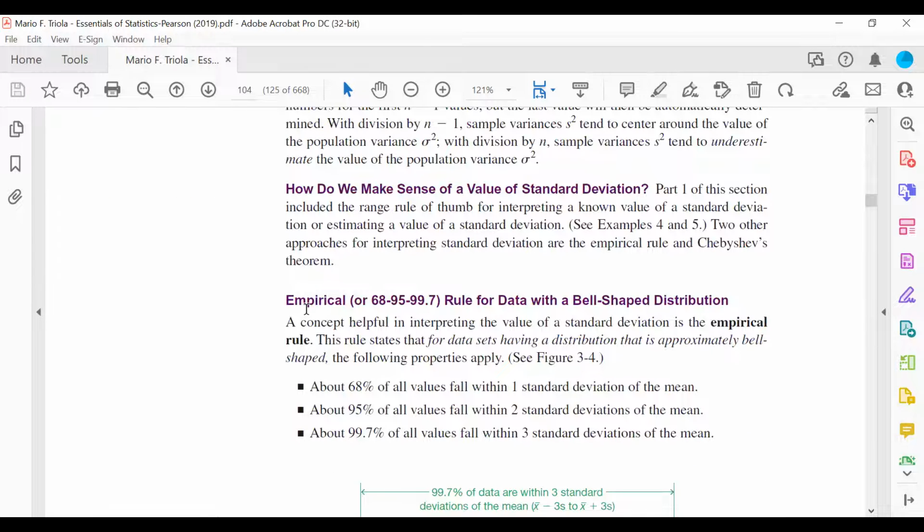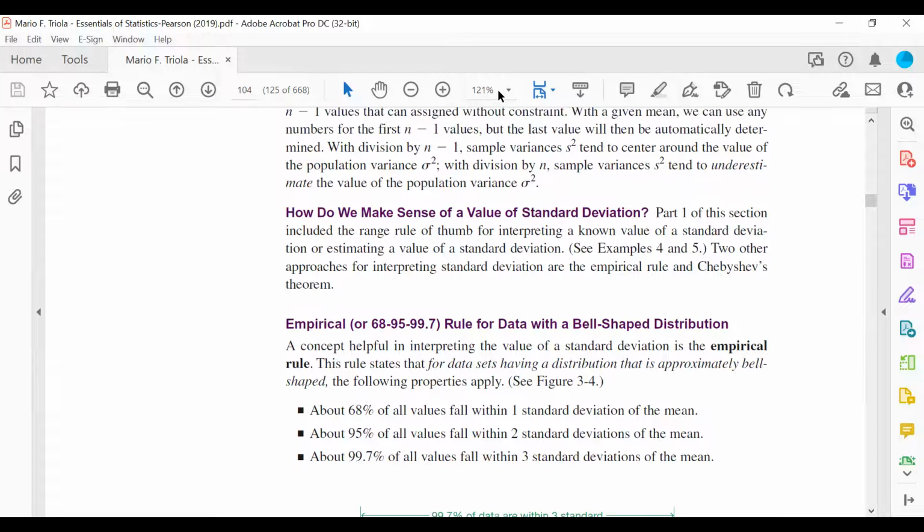Okay, so the empirical rule is a rule specifically for data that are bell-shaped. Okay, bell-shaped. So this is how it goes.